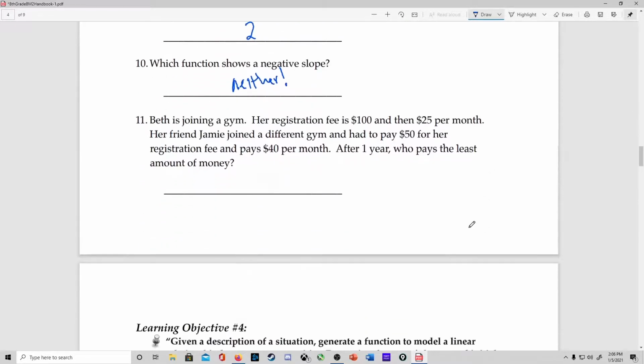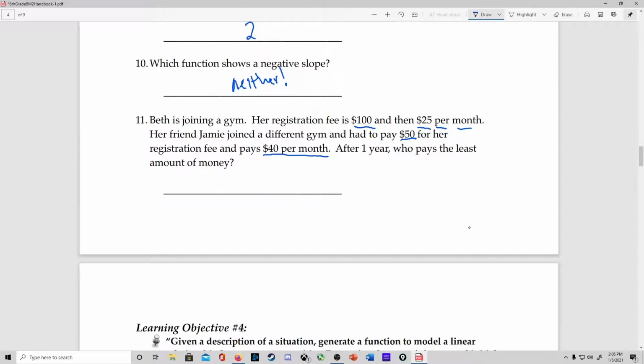All right, number 11, Beth is joining a gym. Her registration fee is $100, so we pay that once. $25 per month. This tells you that this is the one that's changing, and this is our variable. Okay, Jamie joined a gym, $50 for her fee, so there's our one time, and $40 per month. After 1 year, who pays the most?